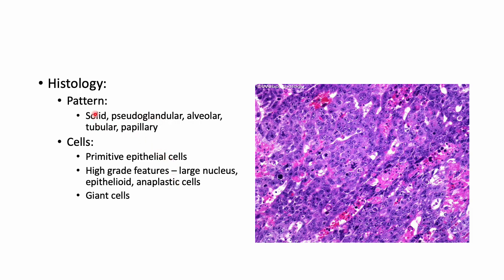Histologically, it is solid, pseudoglandular, alveolar, tubular, papillary. These are the patterns of growth. It consists of primitive epithelial cells with high-grade features, including large nuclei, epithelioid, anaplastic, and also sometimes giant cells. So that's all those things here. Here is one mitosis, in the center here, and the dark one is apoptosis, and here is another mitosis.